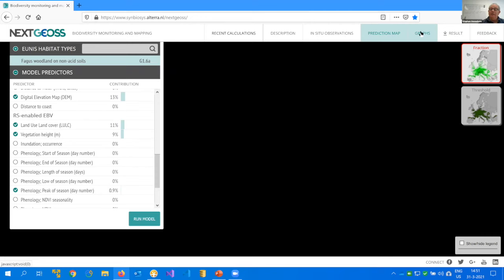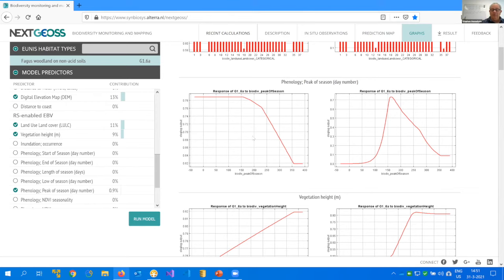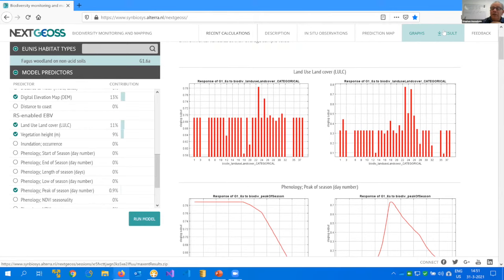There are also graphs, and we can show the graphs for each of the predictors. You can see a kind of response curve, showing how the model responds to the variation of each predictor. And you can also download the results as a zip file, and in the zip file you will find all the statistics and also the maps, etc.